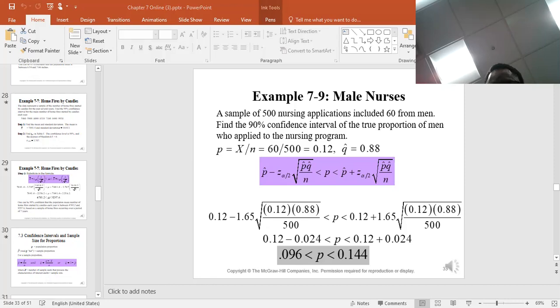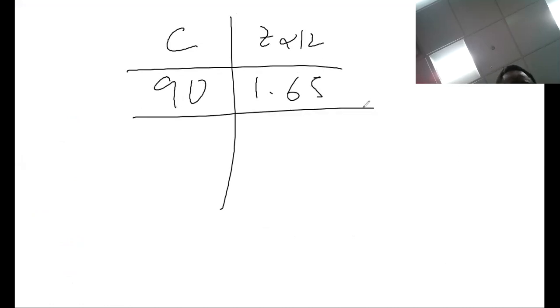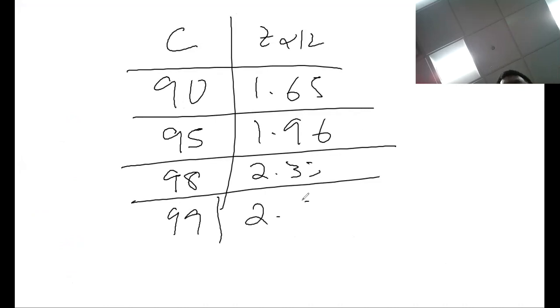The most common ones are C and Z alpha over 2. If C is 90, 1.65. If C is 95, 1.96. If C is 98, 2.33. And if C is 99, 2.58. You would have noticed that we have been using those numbers. 98 is not commonly used, but sometimes you can see it. At this point, this is the best way for you to recall it.